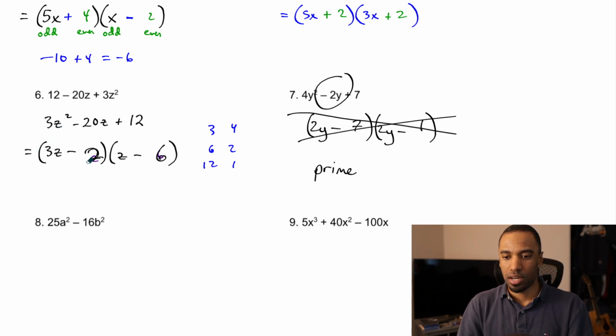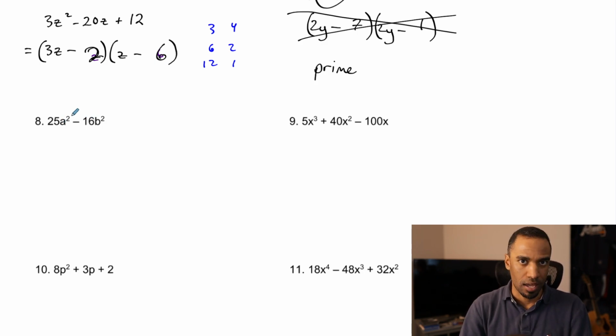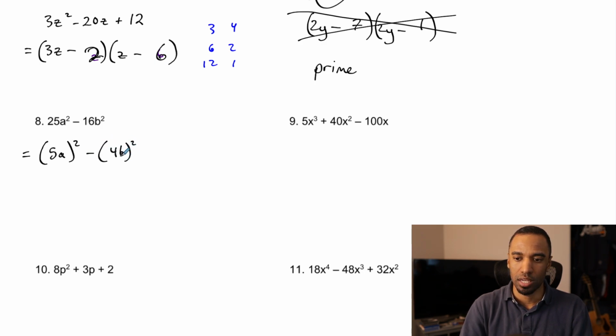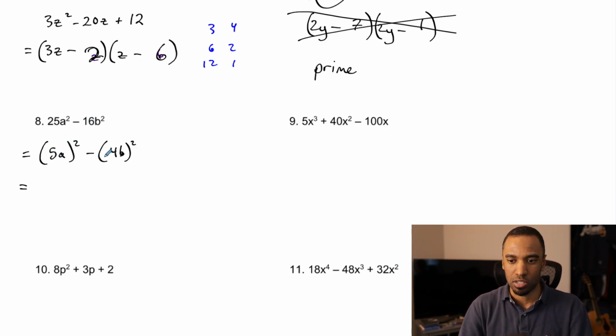Okay, the next one here is, once again, recognition of possibly a difference of two squares. 25 is 5 squared, 16 is 4 squared, a squared is a squared, and b squared is b squared. So if you can recognize right here that this is 5a quantity squared minus 4b quantity squared, you're looking at a difference of two squares right then and there. So a squared minus b squared is a plus b times a minus b. So 5a quantity squared minus 4b quantity squared is 5a plus 4b times 5a minus 4b.